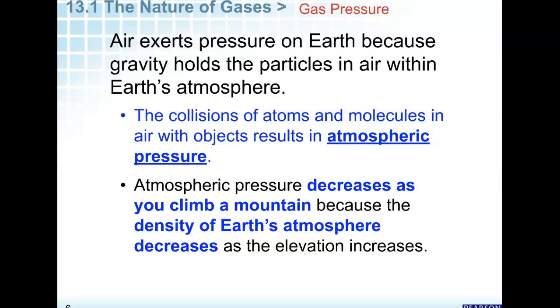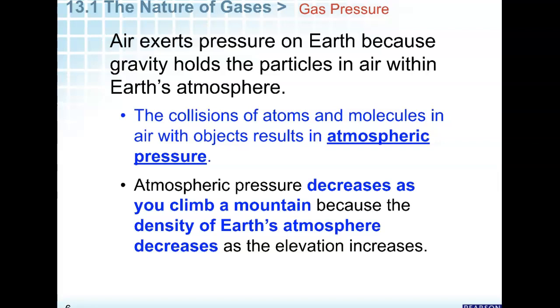Atmospheric pressure, though, is due to the collision of atoms and molecules in the air with objects. If you're looking outside of your window right now, you can't really see the air, but if you could, those little particles in the air would be bouncing off the trees, the leaves, the cars, the trucks, the ground. It would be bumping into that, and that creates atmospheric pressure.